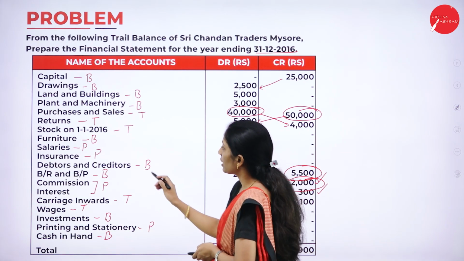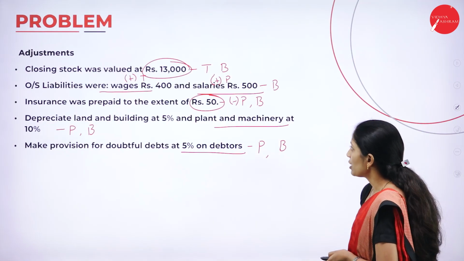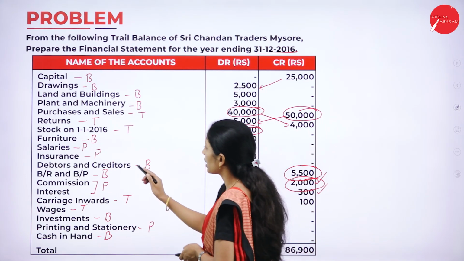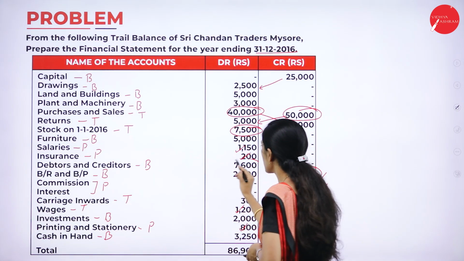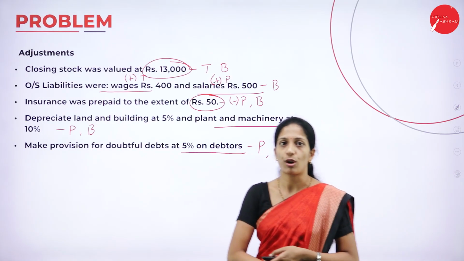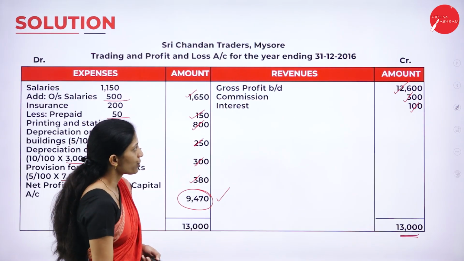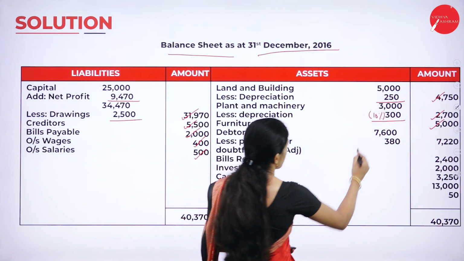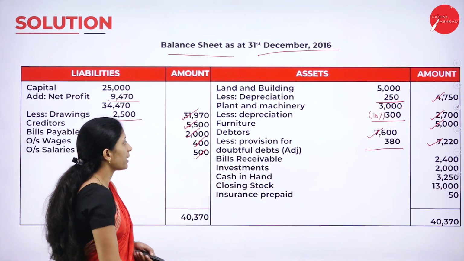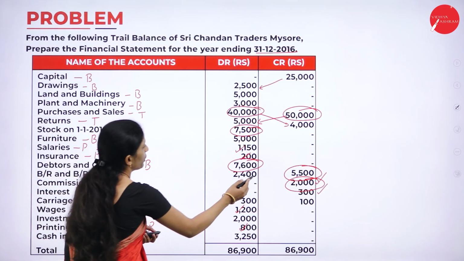Next one, after that we have furniture. Furniture of 5000. No adjustment on furniture. So write directly 5000. After furniture we have debtors. So debtors is 7600, but there is a provision of 5%. So minus that provision. Already we have calculated once and written the amount in profit and loss account. So just minus that. Debtors 7600 minus provision 380, so we'll get 7220.